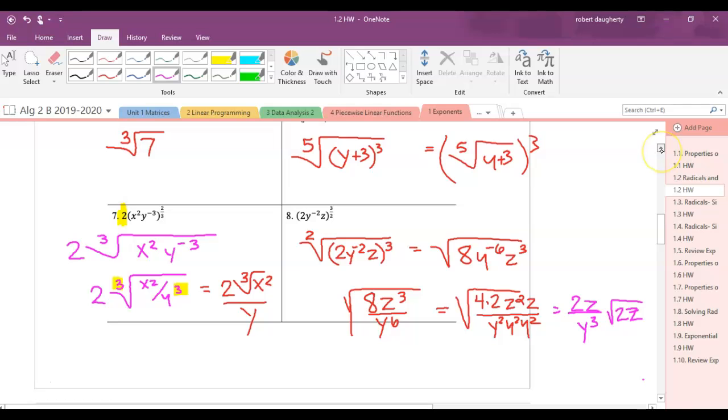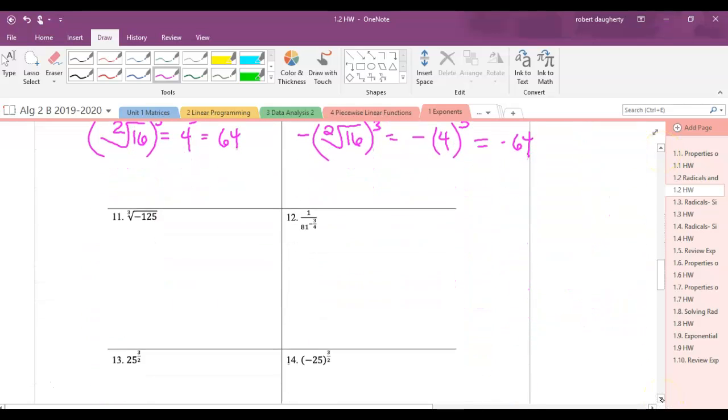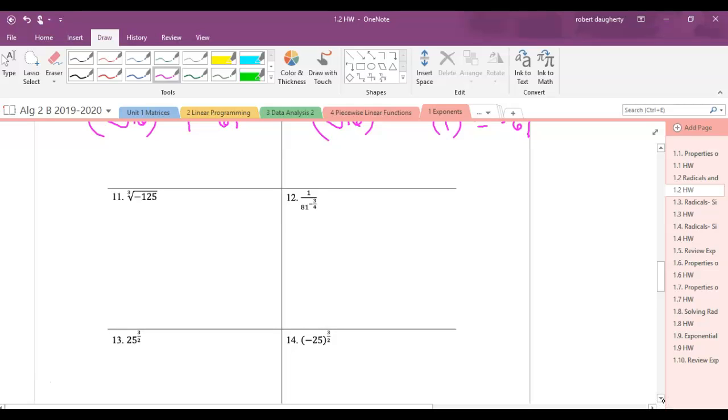Cube root of negative 125. What number can you multiply 3 times and get negative 125? That's 5 times 5 times 5, so it's actually negative 5, negative 5, negative 5. So the answer is negative 5. That's the number you can cube and get negative 125.